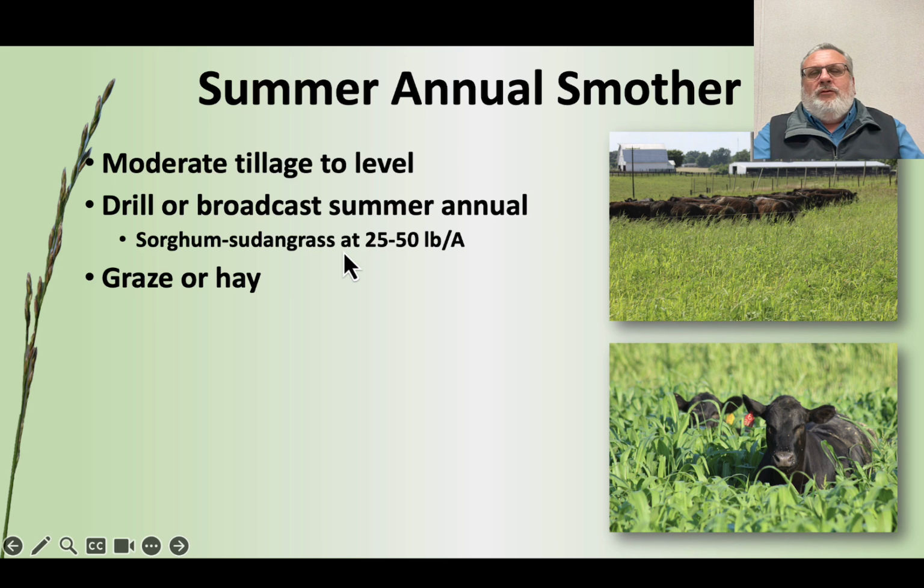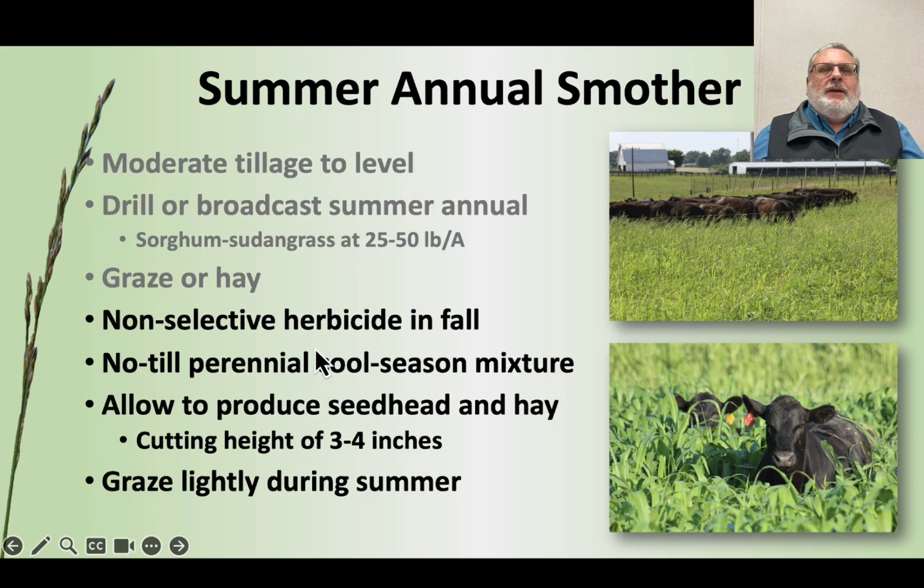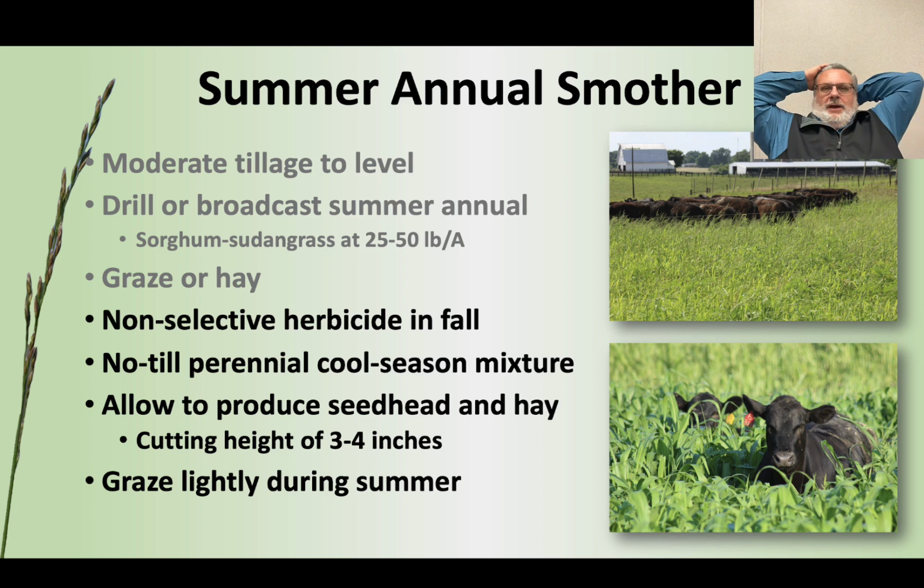And if we use sorghum Sudan grass, we want to be in that seeding range of around 25 to 50 pounds. And the little bit heavier seeding rates will help to exclude more weeds and get an earlier stand. And then we want to graze it or hay it during the summer months, and then come back with a non-selective herbicide in late summer, early fall, apply that, and then no-till in our perennial cool season grass mix.